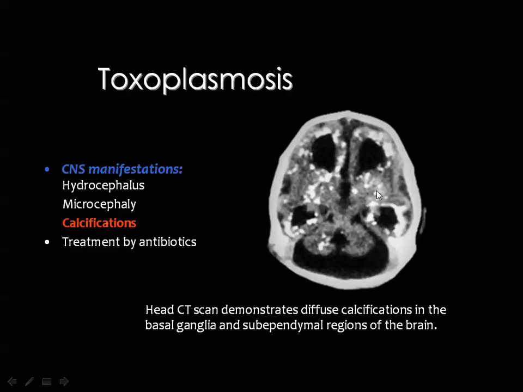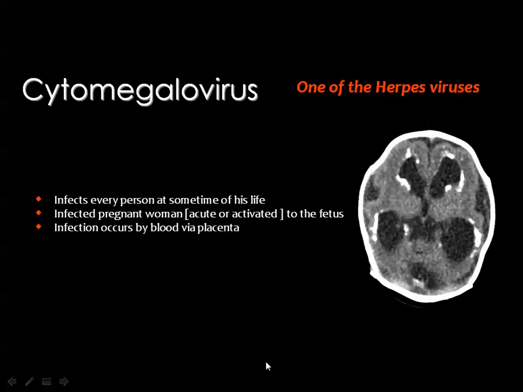And you may see that calcium is present in the basal ganglia as well as in the subependymal area. And here you can see dilatation of the ventricles, and this patient may have also Dandy-Walker syndrome. Hence, you can see a retrocerebellar CSF containing cyst, which is continuous with the fourth ventricle. We will discuss this in full details in the lecture of hydrocephalus. Then the treatment of this protozoon is usually by antibiotics.